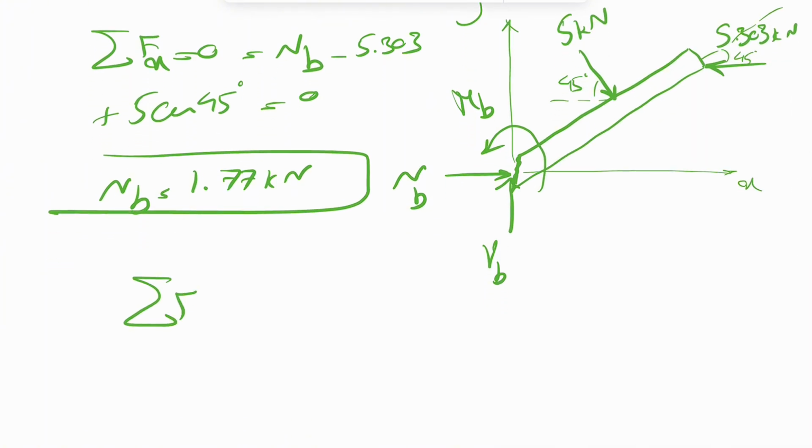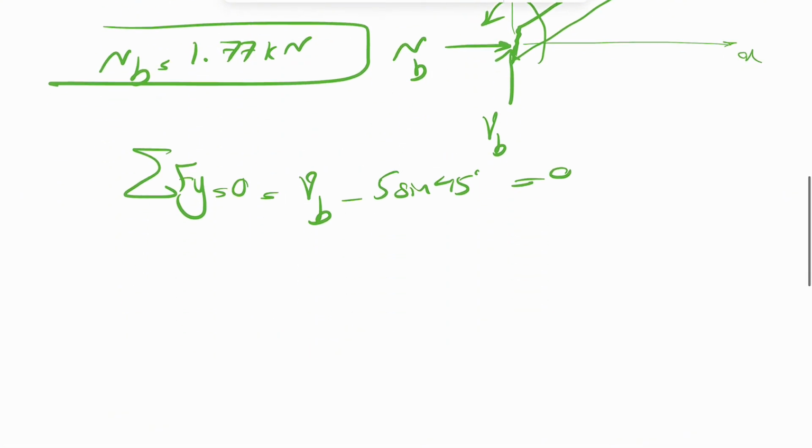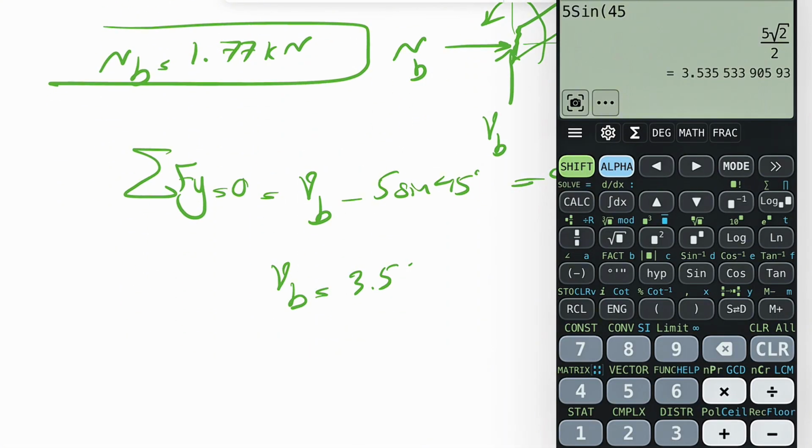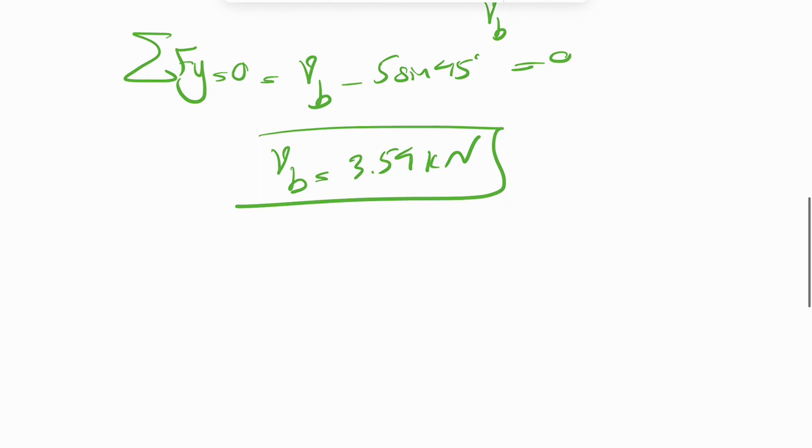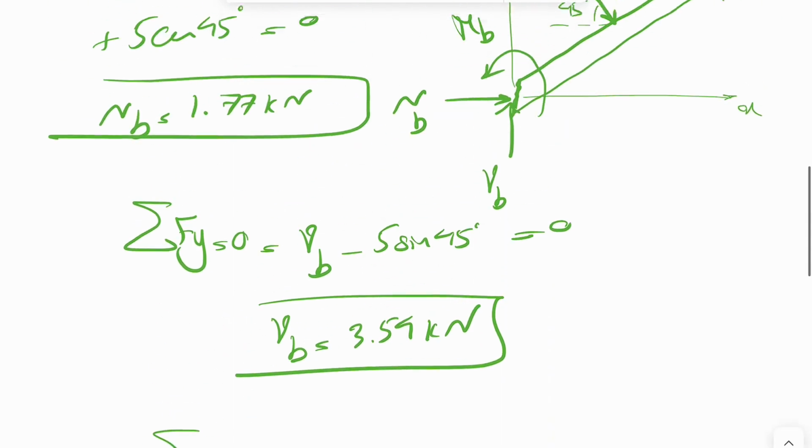Let's do sum of all forces in y equals 0. So we have VB. We have the 5 this time sine of 45 degrees. And yeah, that's pretty much everything. So VB will be 3.54 kilonewtons. And we didn't get negative sign, so that's correct. The direction is actually upward.